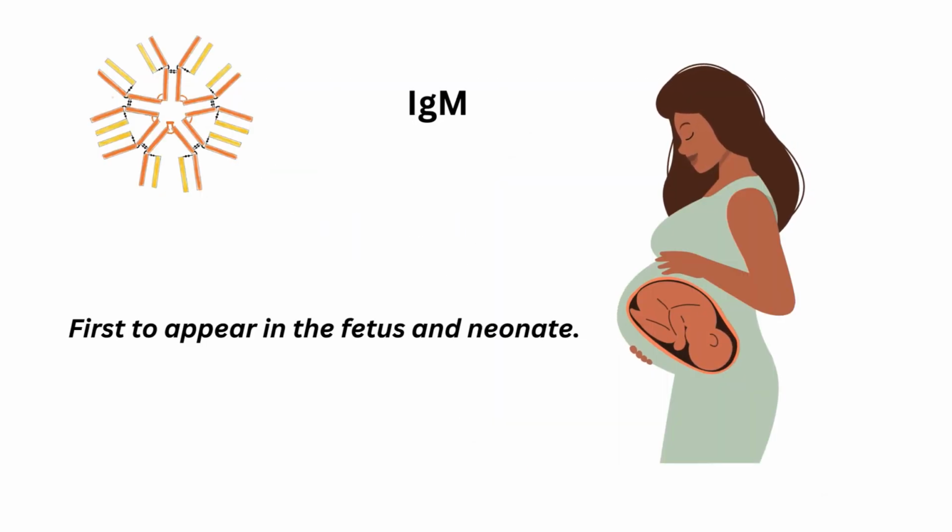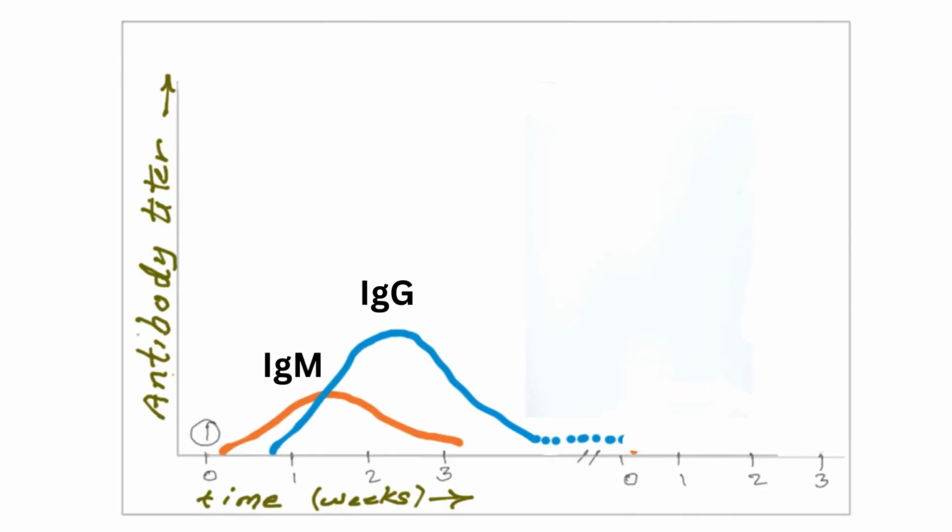IgM is the first to appear in a fetus and neonate, so the baby makes IgM. But note that the mother does not give IgM through the placenta to the baby. IgM is prominent in the early immune response, indicating early infection, as opposed to IgG, which appears later and stronger with a higher titer, with a fourfold rise in titer when you compare an acute and convalescent titer.